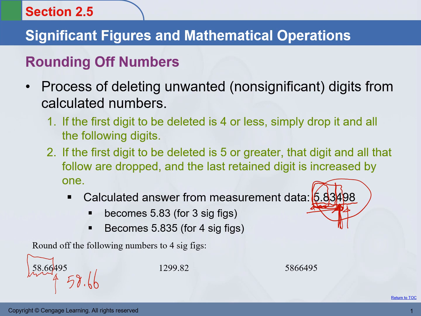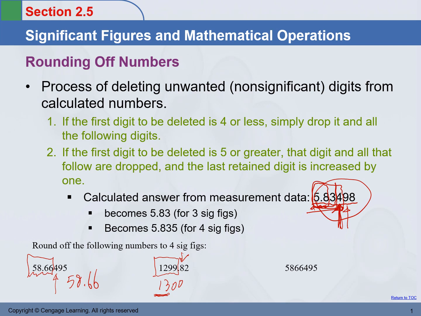4 sig figs. The next number is 5 or above. You raise it up. Okay, so it becomes 1300. Wait a minute. Now you need to be very careful. When the numbers end with 0, you need to be very careful. All right, to have 4 sig figs, if you report your number as 1300 as it is, this number has only 2 sig figs.